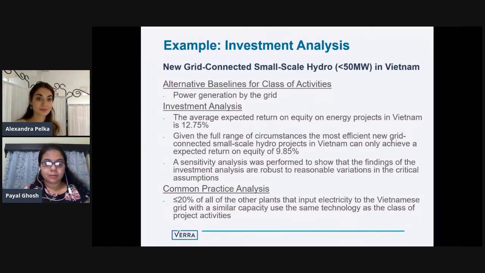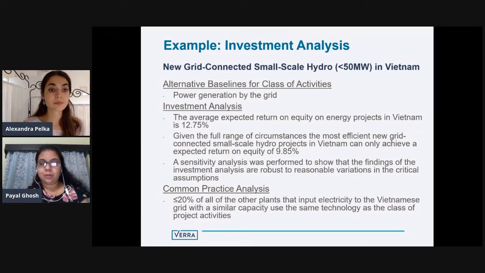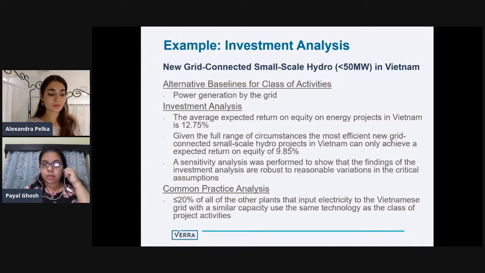Now, I will pick up some case studies where I think it would be more useful for the audience to understand this in context. So, for a new grid-connected small-scale hydropower project in Vietnam, the alternative baseline could be the continuation of the current practice, which could be power generation by the grid and the input of electricity from the grid. However, with the project activity of a small-scale hydropower project, the project proponent is using investment analysis. In such a case, the return on equity for the average energy projects in Vietnam is 12.7%. However, for the small hydro, it is 9.85%. So this is clearly not so attractive for the project proponent, and hence the project would need additional carbon credits in order to meet this deficit.